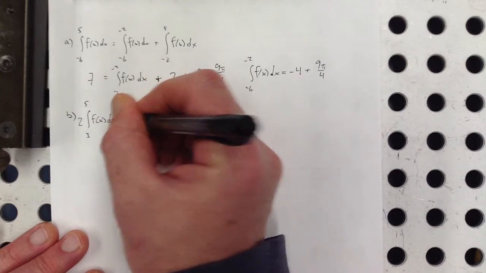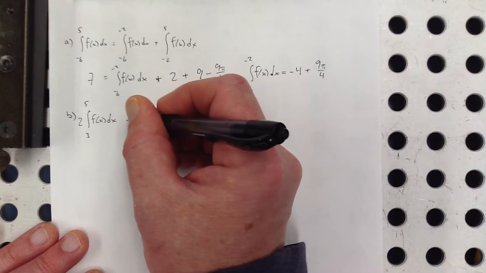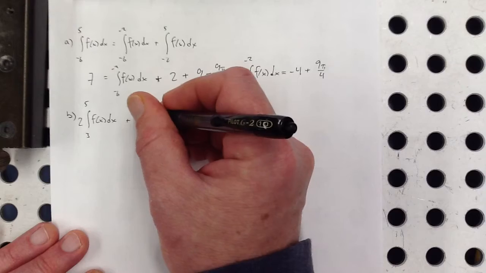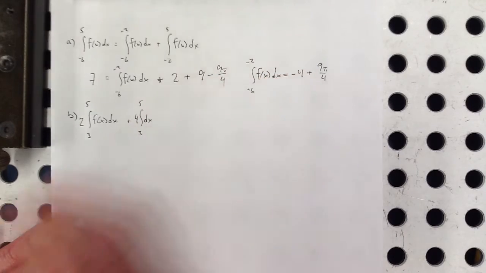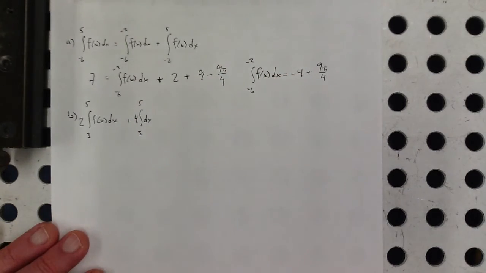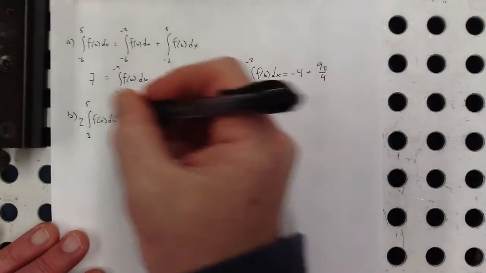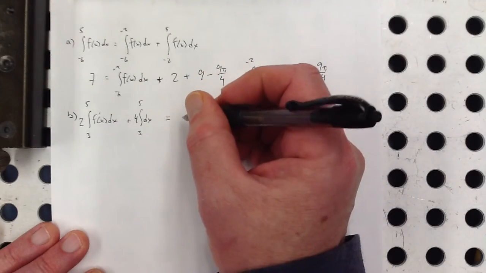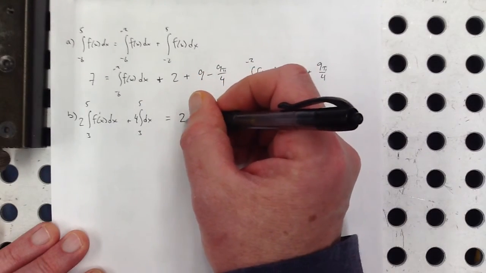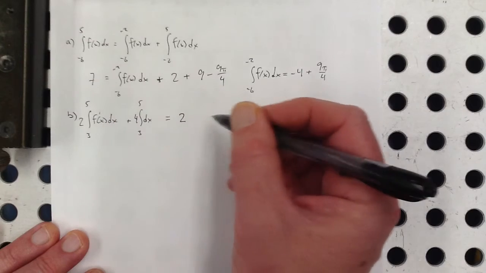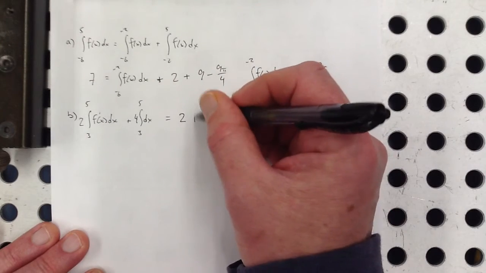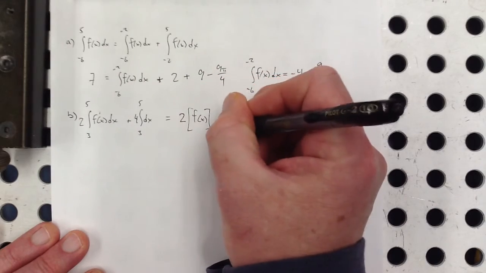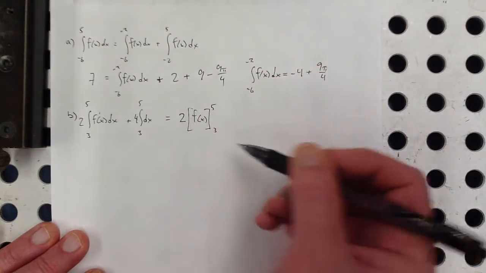You don't have to do this. You take constants to the outside, so you could do that if you want to. But either way, the 2 on the outside here is going to continue to be on the outside there, and then the antiderivative of f prime of x is f of x from 3 to 5. Oh, that's all we needed to know about that square root.